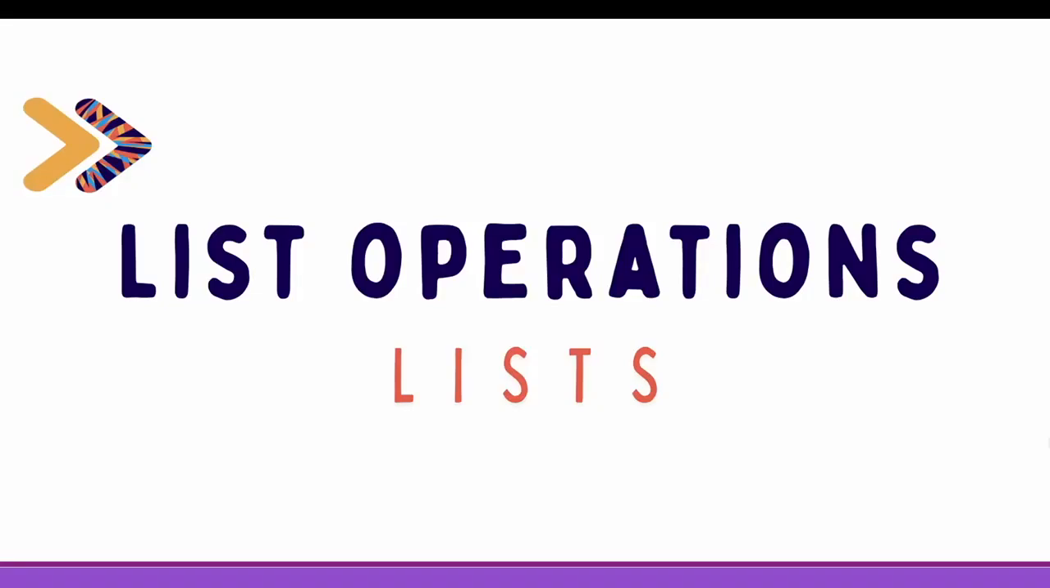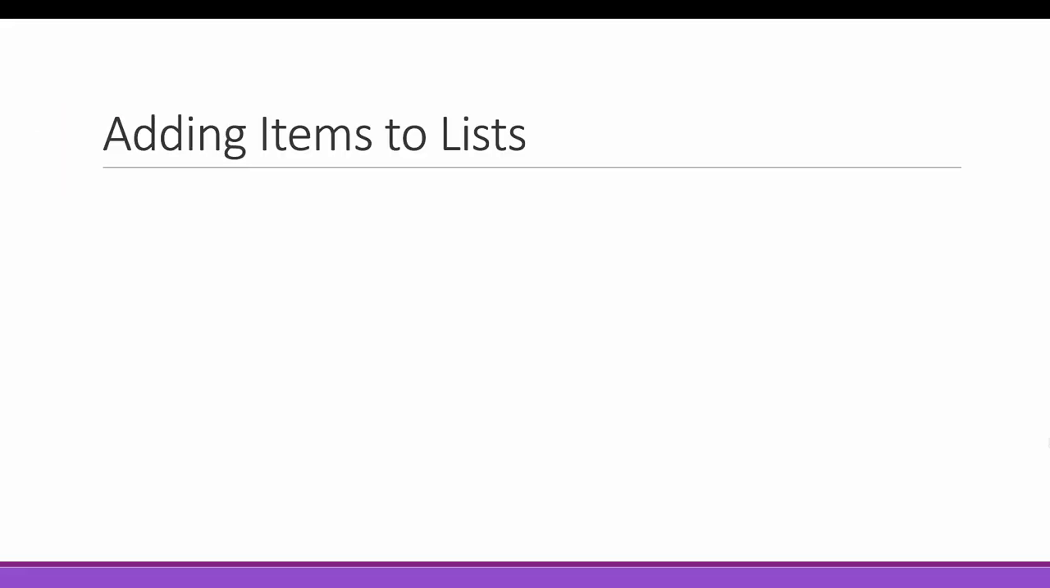Now that we've understood what lists are and how we can access certain items in them, we are going to look at using list operations to actually change those lists. These are some inbuilt Python methods that we can use. There are two operations that we can use to add items to lists.